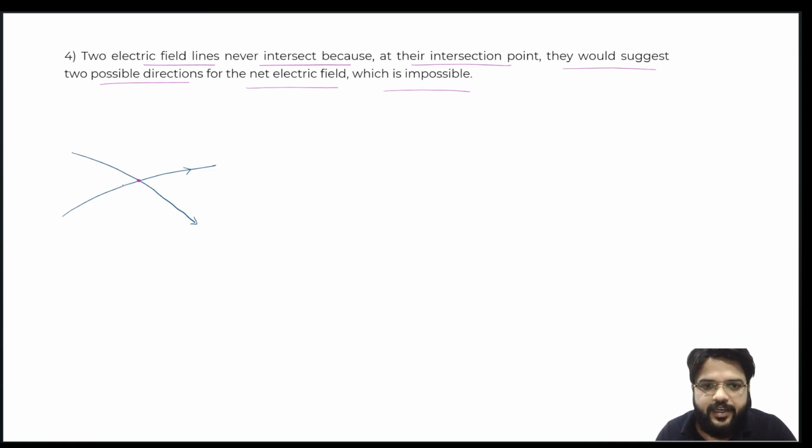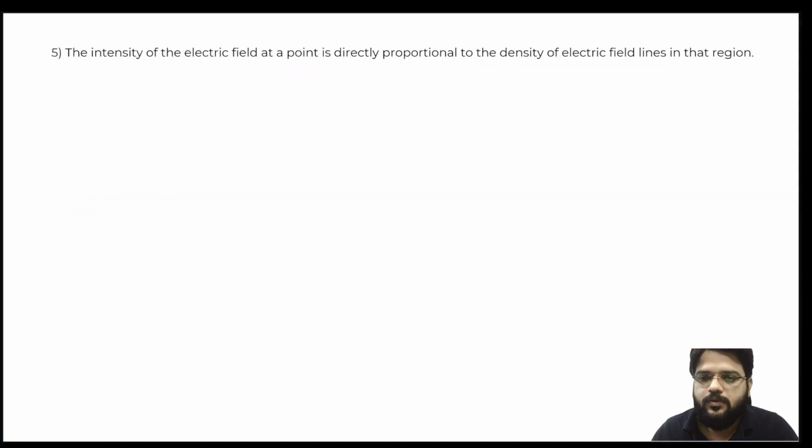So for this field line, this is the direction of net electric field. All right, and let's suppose this is E1, and for the second line, the net electric field is in the downward direction. So here we have two directions of this net electric field, which is impossible, everyone. That's why two electric field lines never intersect. Let's see the next point, everyone.